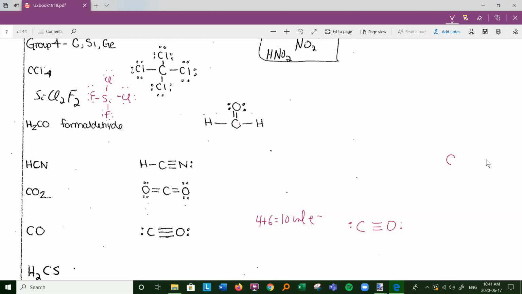I think some people have learned some other method where they go like a 4 and they do a 6, and then they start crossing things. Don't do that. Forget about that, okay? Just take the 10 valence electrons and sprinkle them in, and away you go.